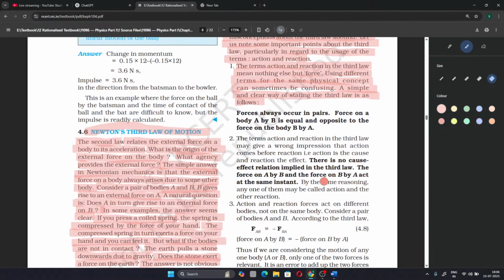Basically, they're giving a simple statement here. Forces always occur in pairs. Force on a body A by body B is equal and opposite to the force on body B by A.